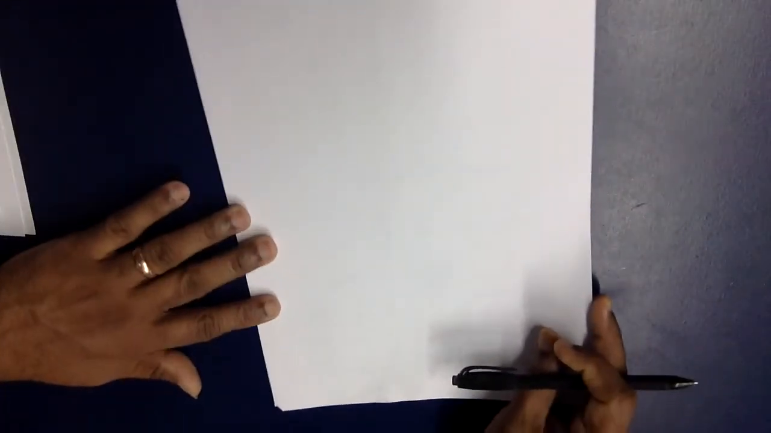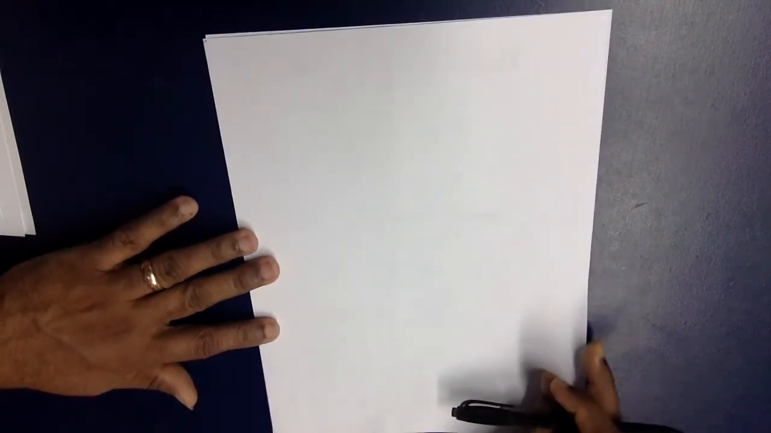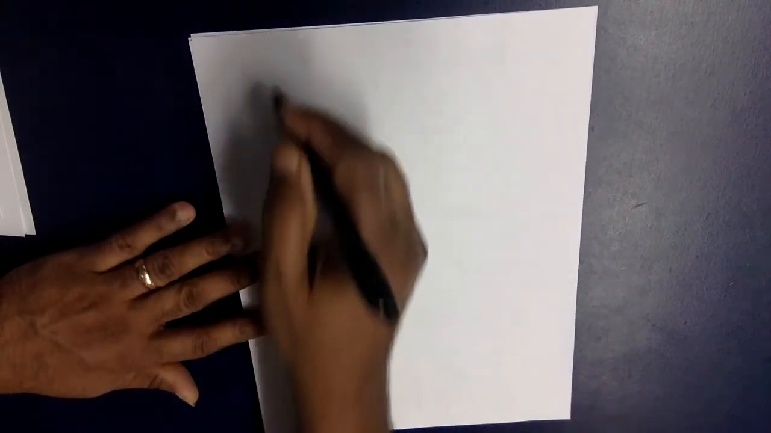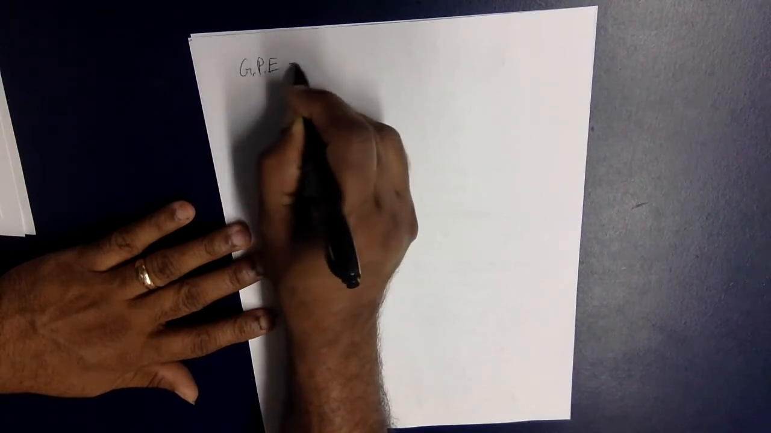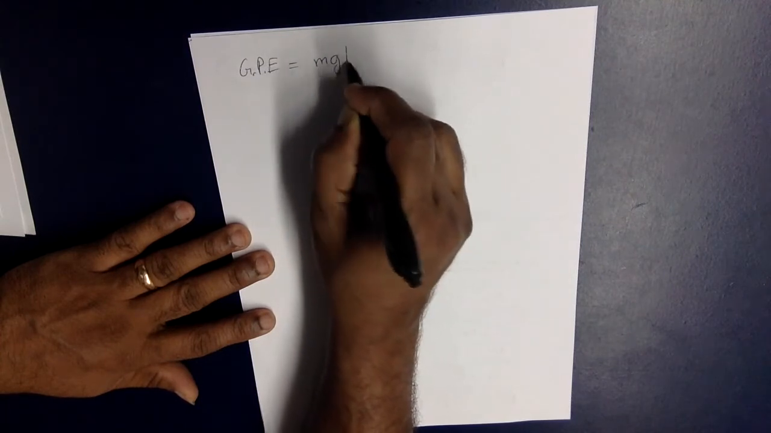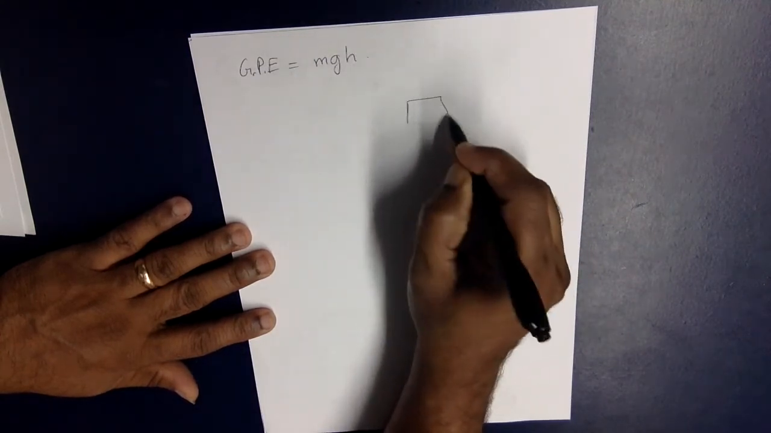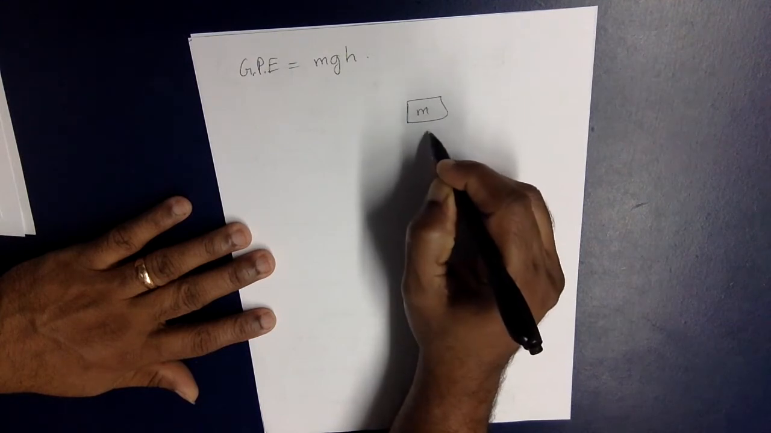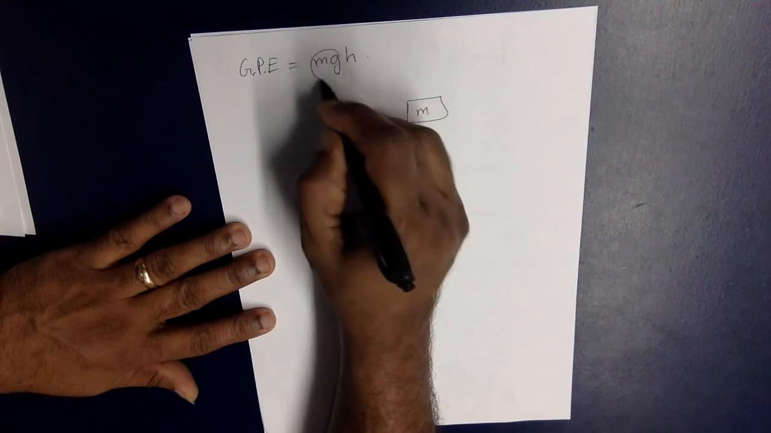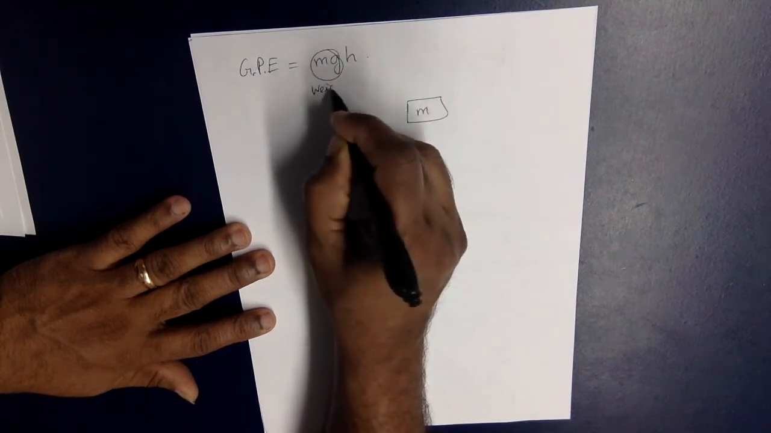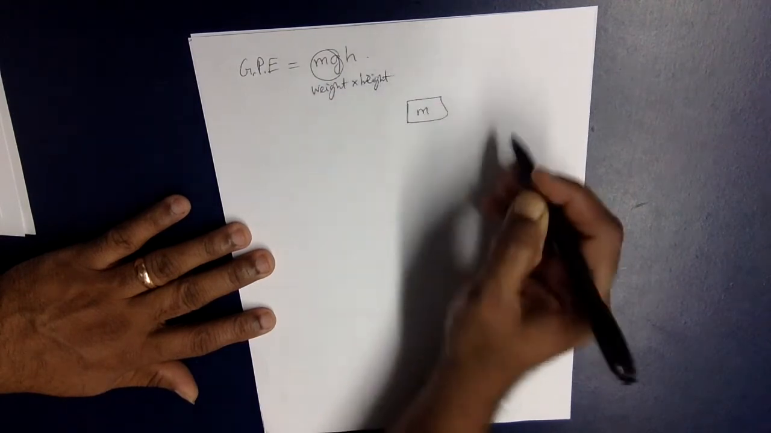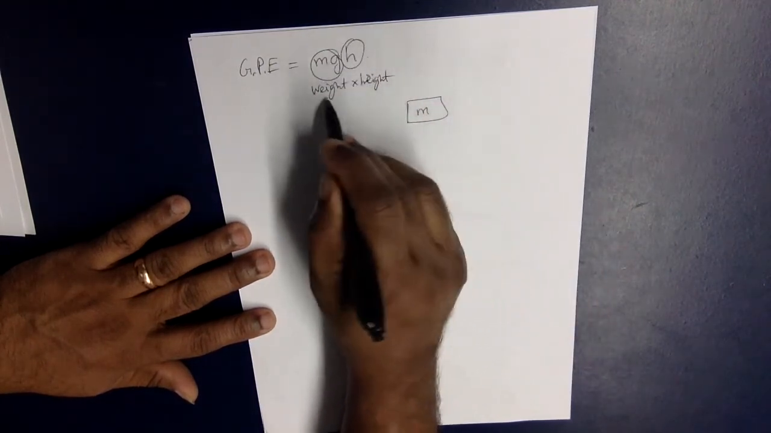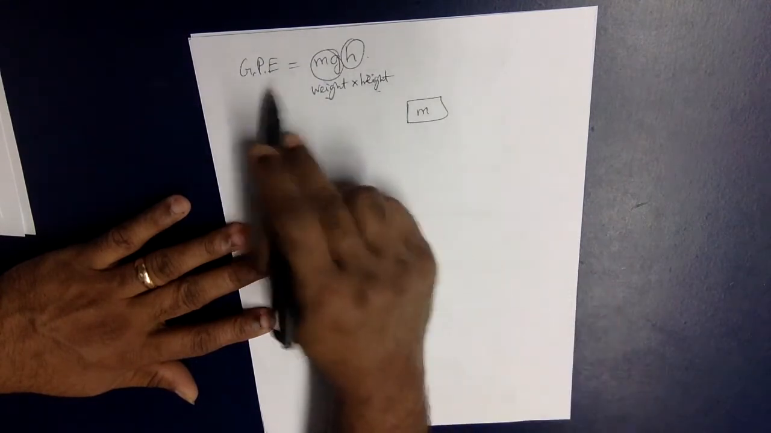All right, and then I told you about potential energy, gravitational potential energy. The formula is mass times gravity times height. So if you're actually moving this mass, mass times gravity is weight. So weight times height gives you GPE, gravitational potential energy.